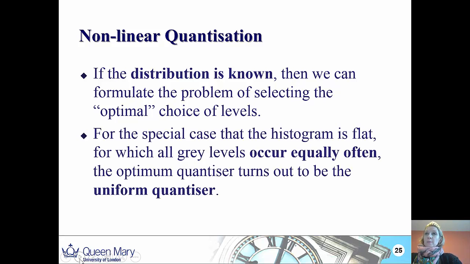So for a special case where the histogram is flat, or otherwise known as where all the grey levels occur equally often, then the optimum quantizer turns out to be the uniform one. So because we need to represent the full range of values in relation to that data, then selecting those intervals at a uniform range, a uniform interval between each level, will turn out to be the most optimum approach in this situation.